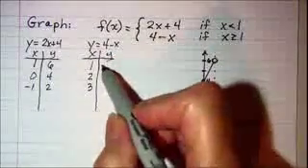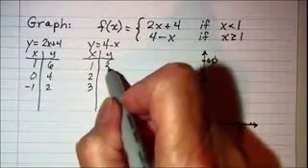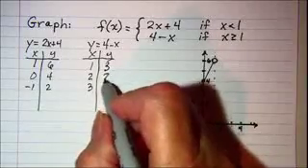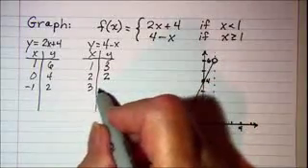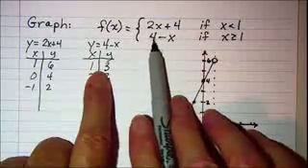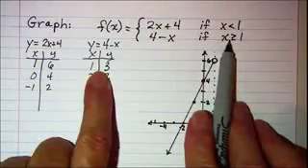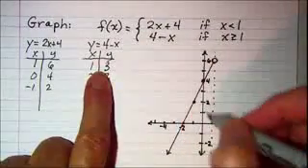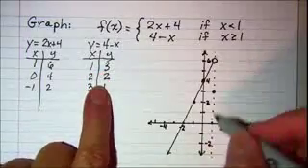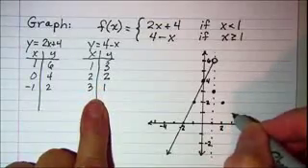Right. Now on this one, when x is 1, I have 3. When x is 2, I have 2. And when x is 3, I have 1. So on this part of the function, 4 minus x, I do include the point when x is equal to 1. So the point 1, 3 is included in the graph, and then 2, 2, and then 3, 1.